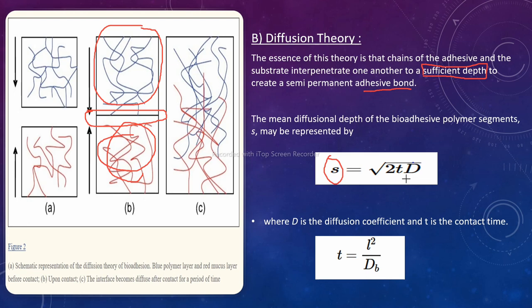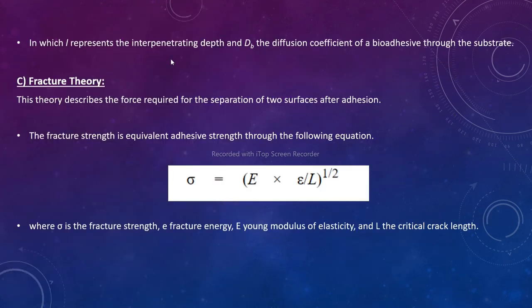So what is D here? t is obviously time, how much time it is taking to penetrate into the system or to interact, how much depth is going to interact with respect to time. So D, what is D? D is a diffusion coefficient, which is also given as L square by t, where L represents the interpenetrating depth, that means the distance, I guess, and D is the diffusion coefficient.